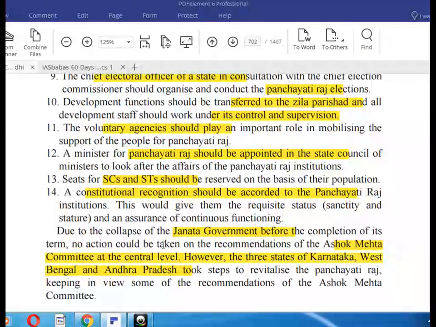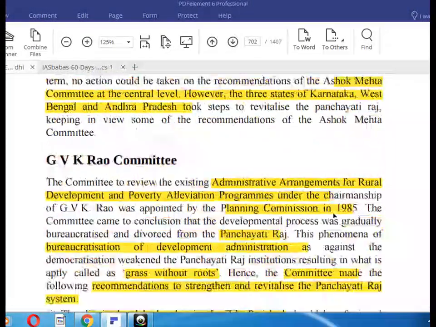due to the collapse of the Janata government before the completion of its term, for no action could be taken on the recommendation of the Ashok Mehta Committee at the central level. However, the three states of Karnataka, West Bengal and Andhra Pradesh took steps to revitalize the Panchayati Raj, keeping in view some of the recommendations of the Ashok Mehta Committee.